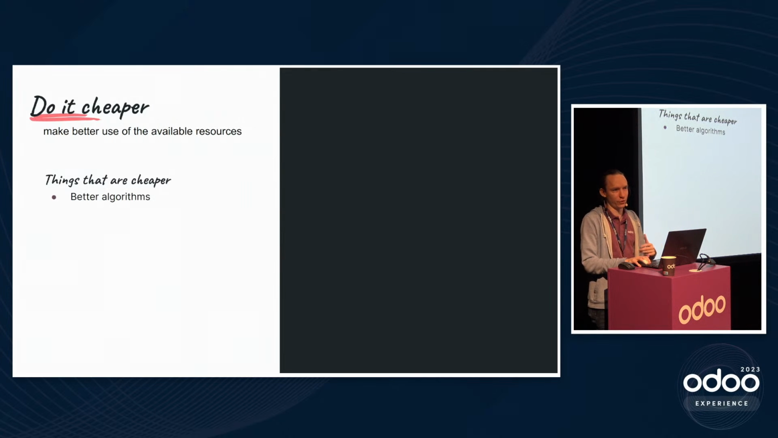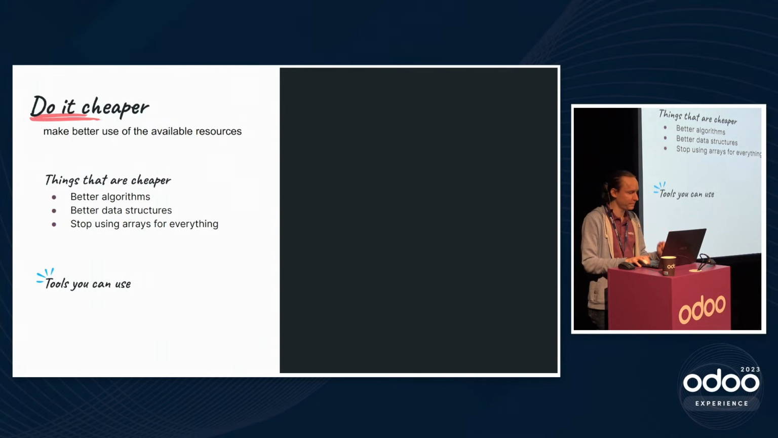Some things that make your code cheaper to run are better algorithms and better data structures. And I'm saying better data structures because in a lot of the code that you will see, people are using arrays for everything, and arrays are a really bad data structure when you need to check whether an item is present or whether an item is present more than once, this sort of stuff. So stop using arrays for everything. That's my #1 tip. If your use case calls for a hash map, use an object, use a map, use a set, use something other than an array.